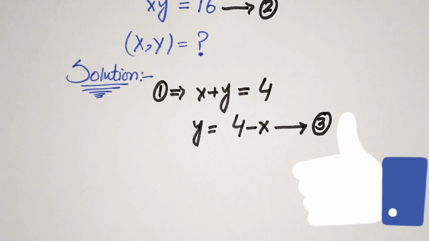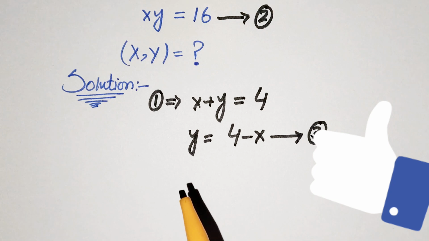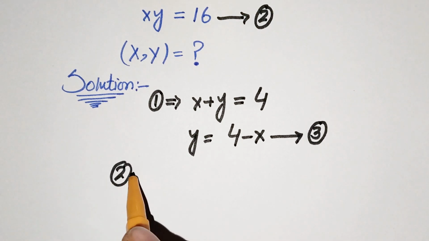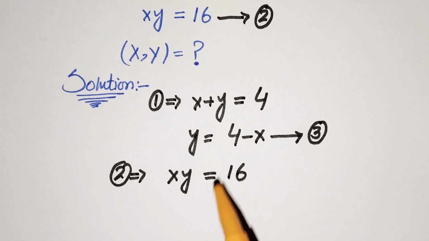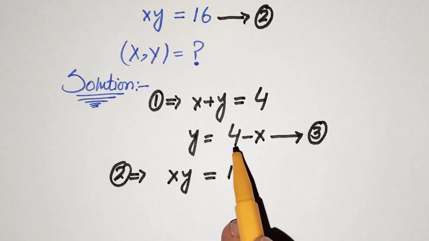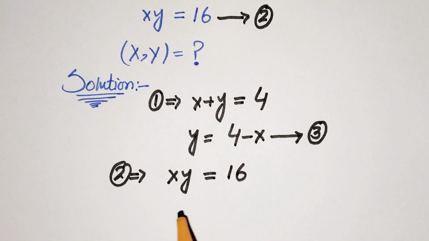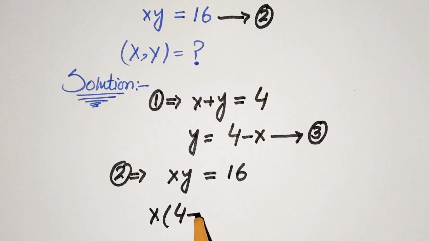Now here equation 2 is x times y is equal to 16. But y from equation 3 is y is equal to 4 minus x. We are going to put this value here. Then we get x times (4 minus x) is equal to 16.